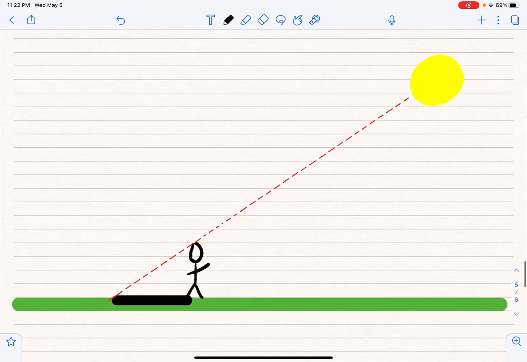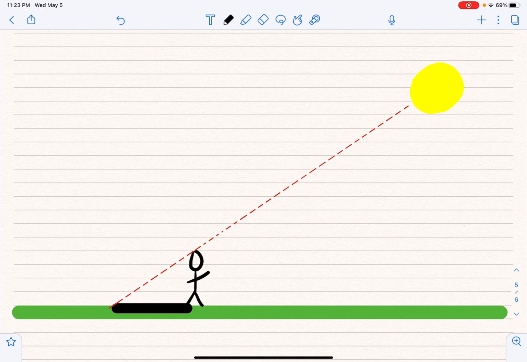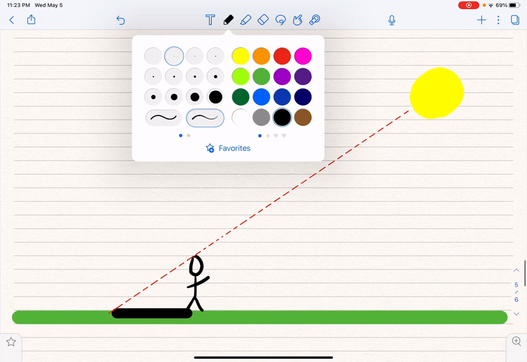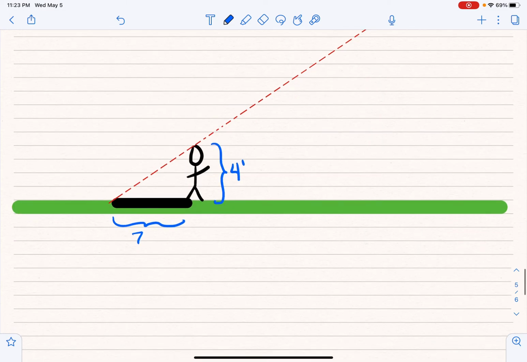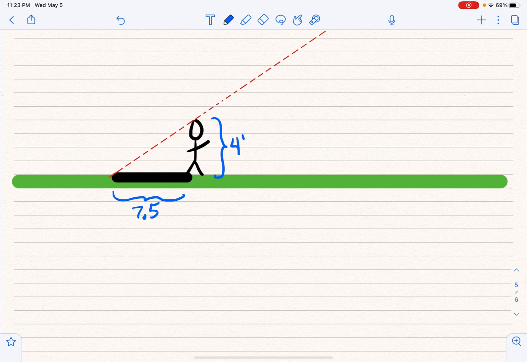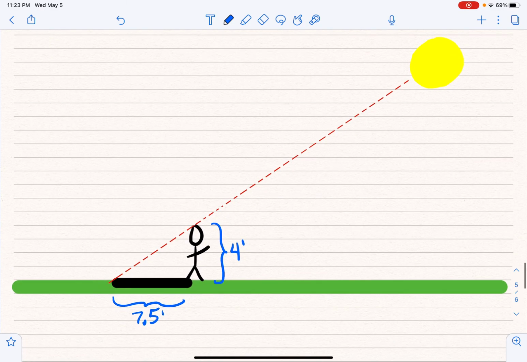All right, just a couple more. Here's the deal. What I want to do in this one is we're going to do it a little bit backwards from some of the things we have been doing. I'm going to say that this person right here is a younger person, and they are only 4 feet tall. However, their shadow is 7.5 feet long. So this person is 4 feet tall, but their shadow is 7.5 feet long.